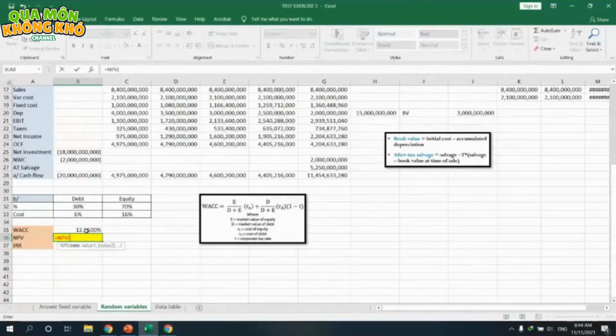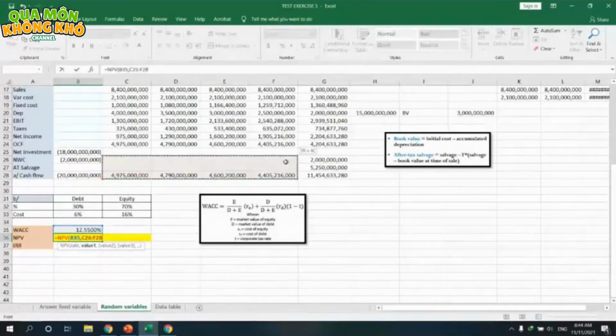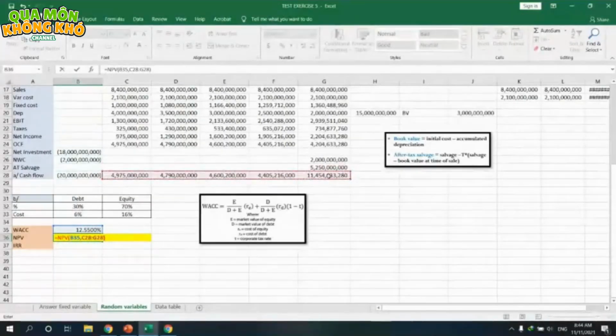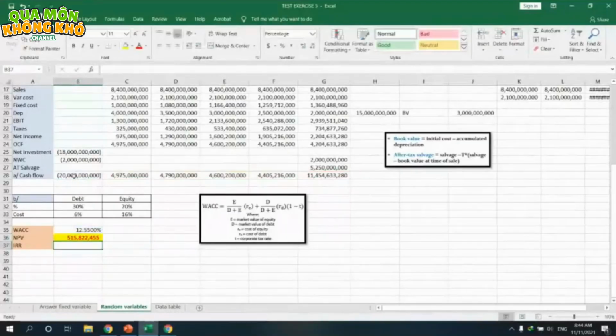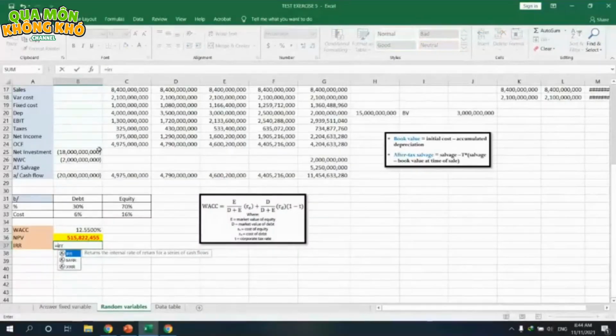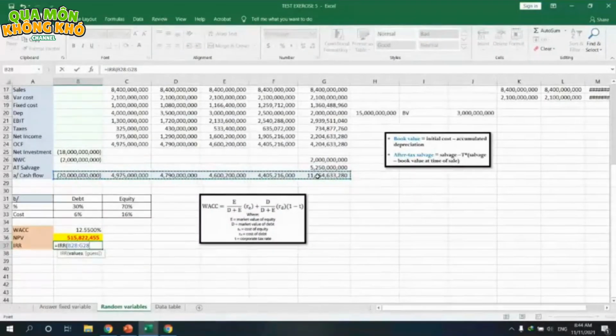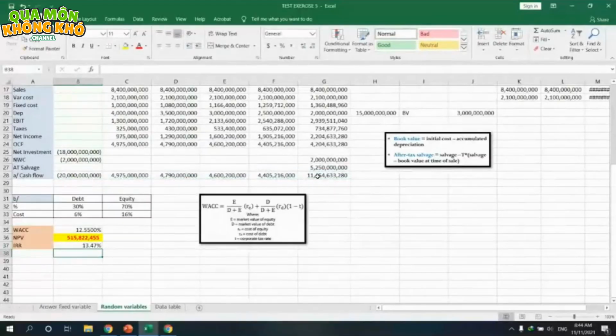To calculate NPV, we use the NPV function. First, we need to input the rate and the cash flow, and we plus this because this is a negative, so we have to put it outside. Yeah, so we have our net present value here, and it's the same for the IRR. 13.47.